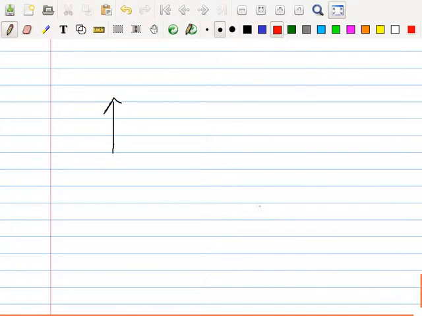suppose I want to add these two vectors together. What you do is, this vector is the same as this vector. There's no difference, right? They're both the same length and they're both northeast. So you can pull that vector all the way to here.